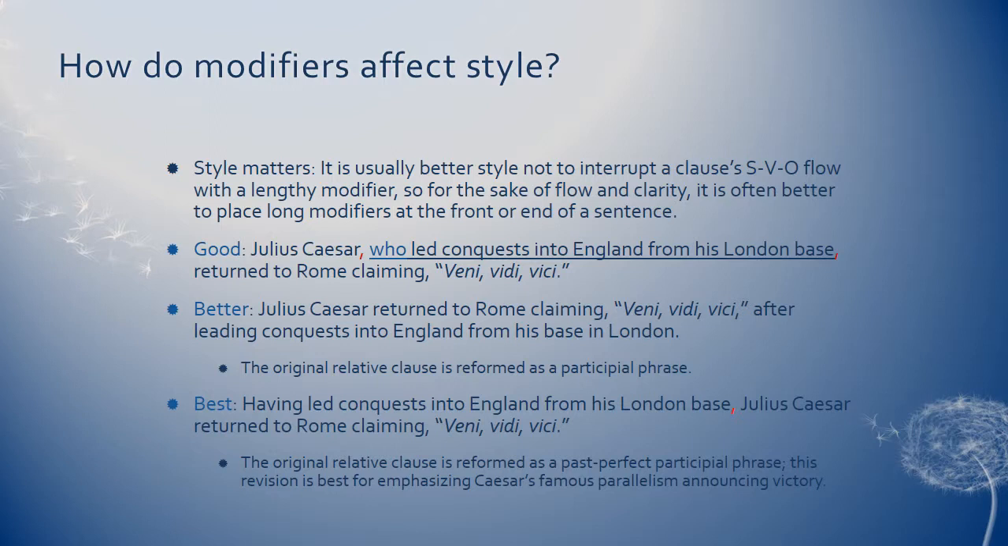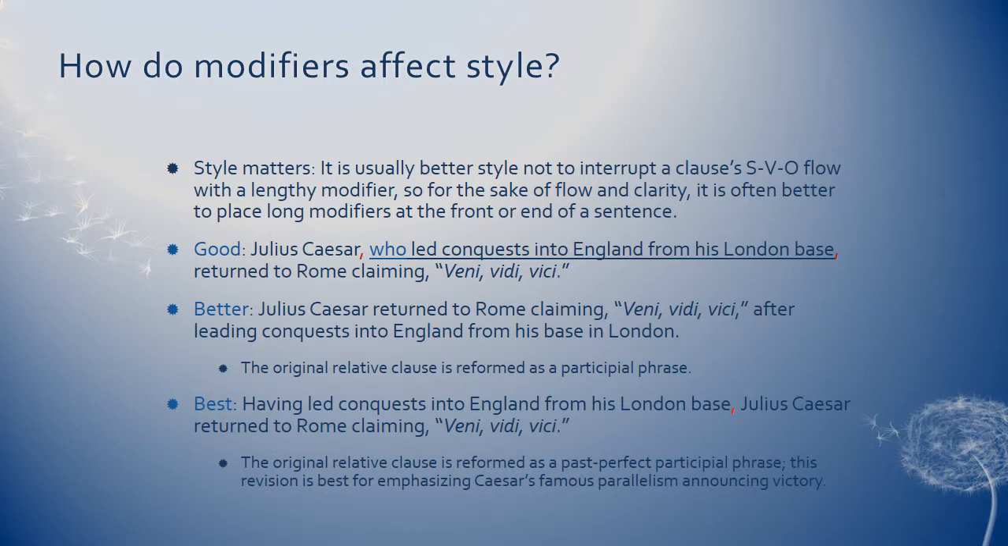Now, it might be better to move the relative adjective clause to the beginning. So, having led conquest into England from his London base, Julius Caesar returned to Rome claiming Veni, Vidi, Vici. So the original relative clause is reformed as a past perfect participle phrase, starting with "having led." And this revision is best for emphasizing Julius Caesar's famous parallelism, announcing victory.